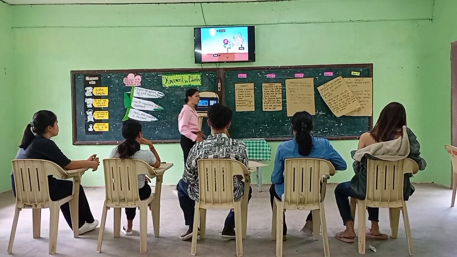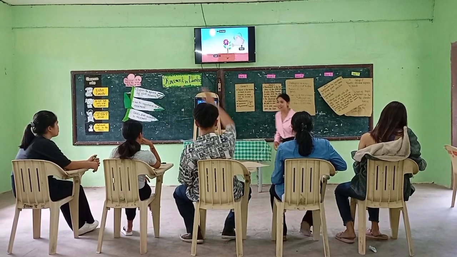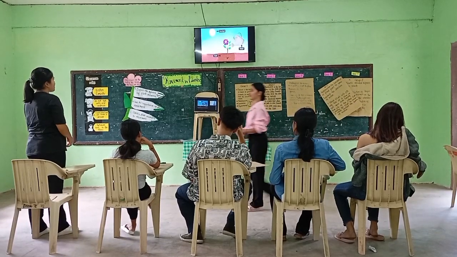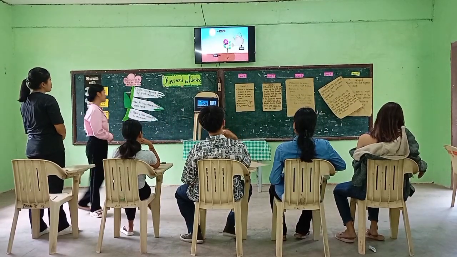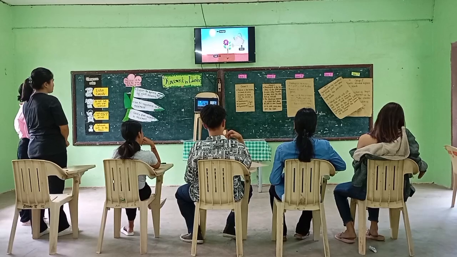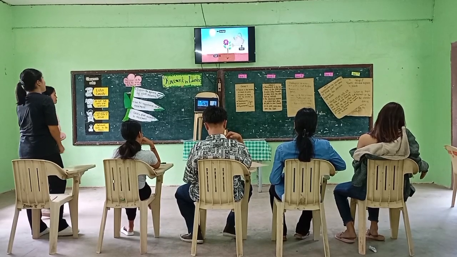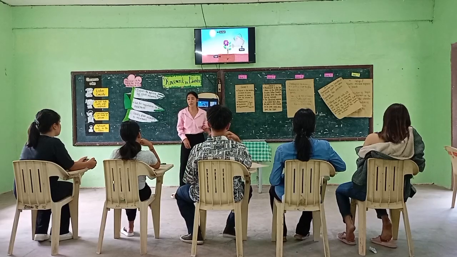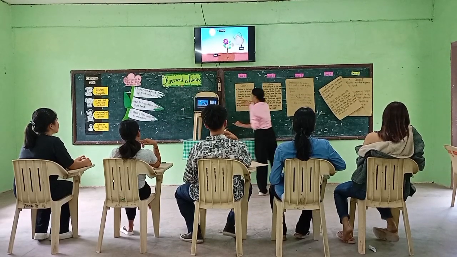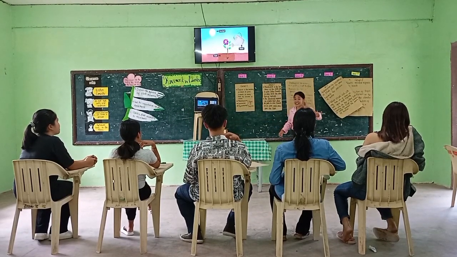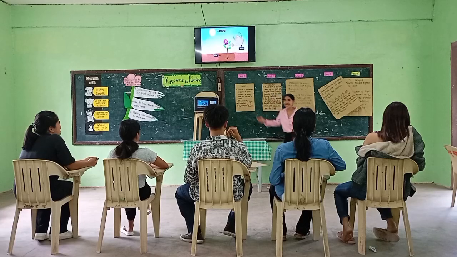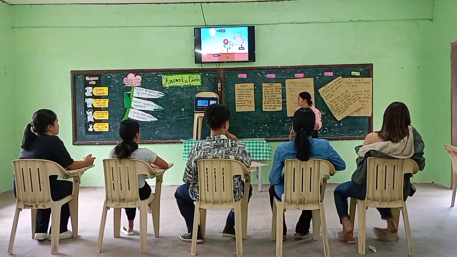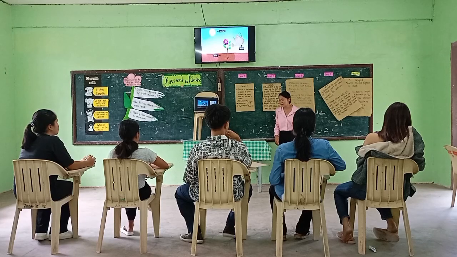Now, what are the different types of tropism? The different types of tropism are phototropism, geotropism, and hydrotropism. So there are the different types of tropism. First, we have phototropism. Second, geotropism. Third, hydrotropism.